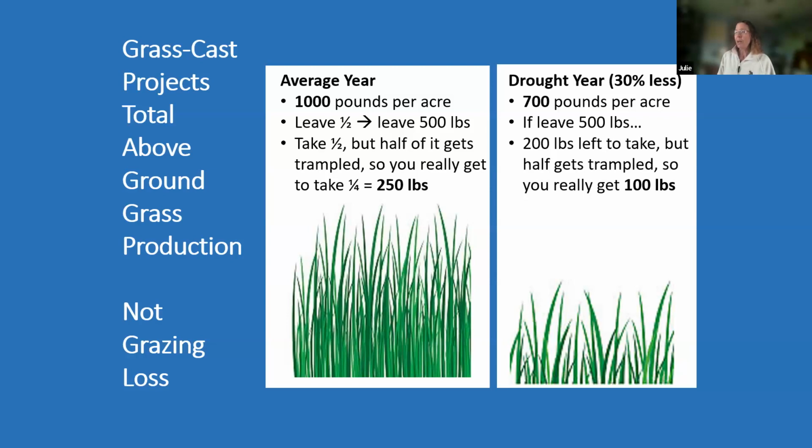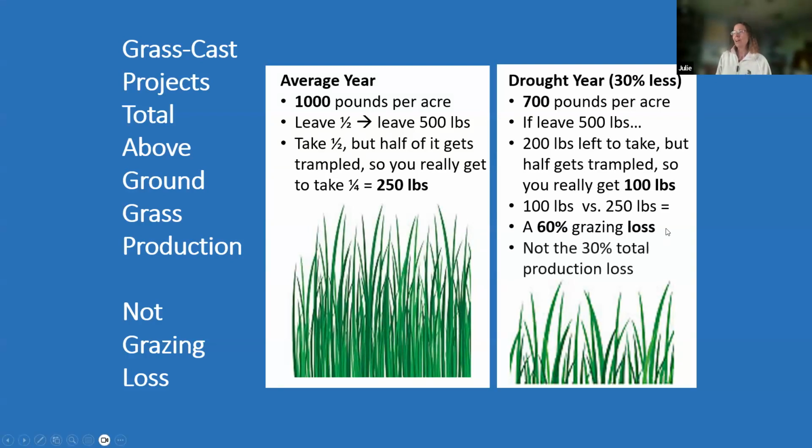The animals are still out there walking around, trampling, urinating, and defecating on those grasses. So really, we should be figuring about 100 pounds getting into the belly. So now we're comparing 100 pounds into an animal's belly versus 200 pounds in an average year. And I don't have to tell you that that's a whole lot more than a 30% loss. In fact, it's a 60% grazing loss. It's not the 30% total production loss that GrassCast is projecting. So we need to make sure to remember that GrassCast is talking about total production, not what actually gets into an animal's belly.